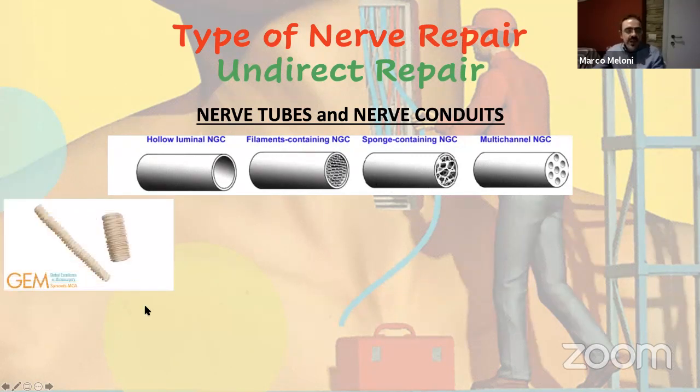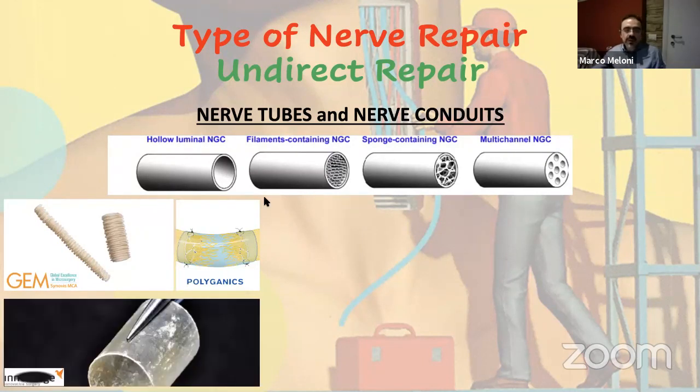There are some examples of nerve conduit. They are usually made of specific materials like polyglycolic acid, or among these we can also find the Axoguard nerve connectors. It is put in this way.